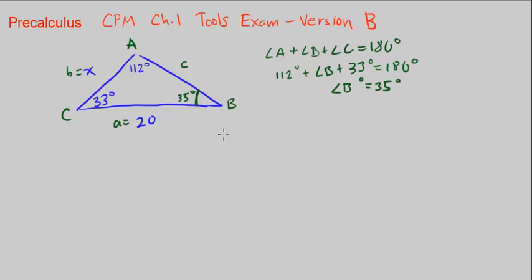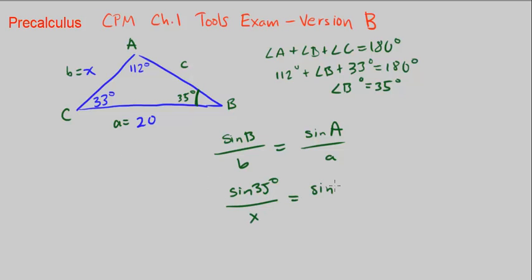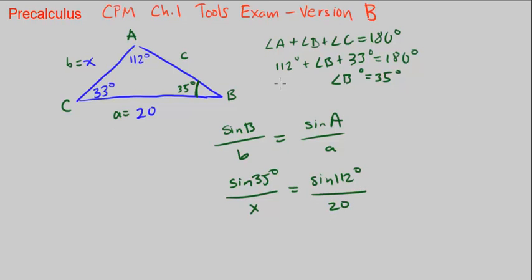Now I can see I can use the law of sines. Sine of angle B over side B is equal to sine of A over side A, right? And I could just plug that in. Sine of 35 degrees over, well, x, what I want to solve for, is equal to sine of 112 over 20. Okay?